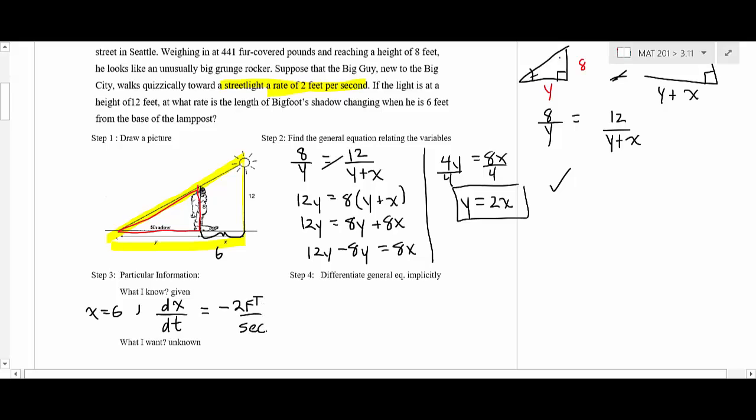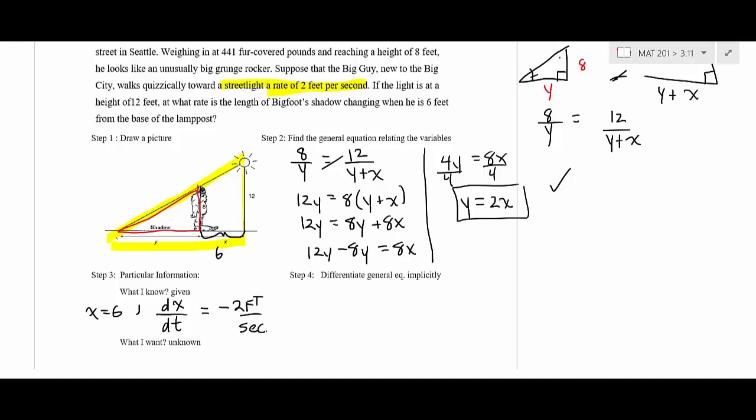And the idea with this is you want the signs to match up a certain way. The reason I'm doing that is because that distance is decreasing. So as he goes towards that light, it's getting smaller. So we're going to use that as a negative direction. So that's what we're given.